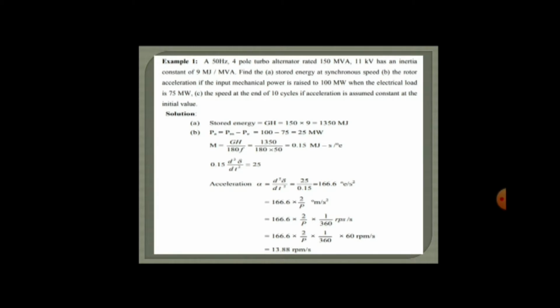Isn't it? So this is the formula. So that is energy stored at rotor, or stored energy at synchronous speed. So that is G into H. So this 150 is the rating of turbo alternator. So inertia constant H, you will get it, isn't it? So what is the value? You can get the exact value, 1350 megajoules.